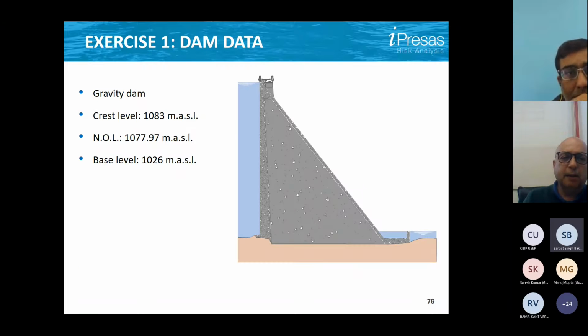And it will be a gravity dam. We need to write down these three numbers because that will be useful later. Crest level at 1,083 meters above sea level. Normal operation level, 1,077.97. And base level, better said the foundation level, the foundation is at 1,026 meters above sea level. If we write these three numbers down, that will be helpful, so we don't have to reopen the presentation later.